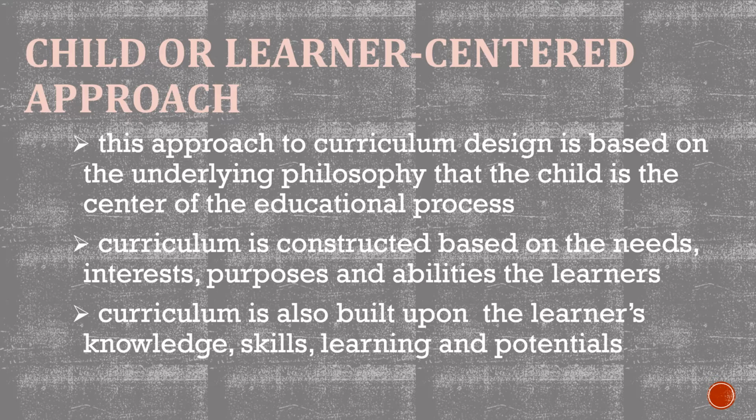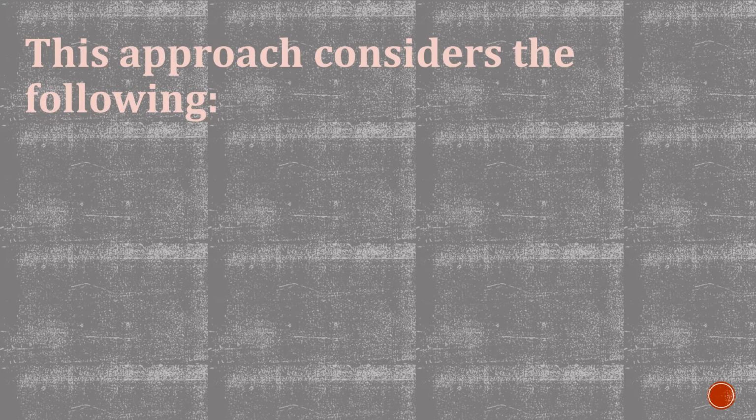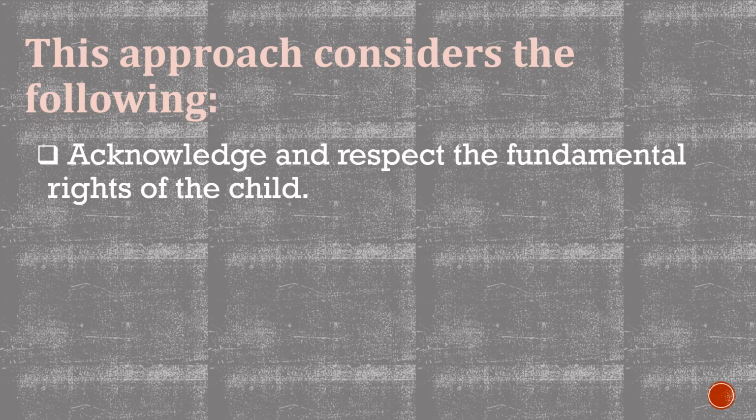So, whatever has to be learned must be learned by doing. From its design, how should a child-centered curriculum be approached? Let us consider these principles. First, acknowledge and respect the fundamental rights of the child. This means that we should consider the child's needs, their learning capabilities, and their interests. We are not going to expect much from the child, that they know everything. We should also consider the readiness of the child.